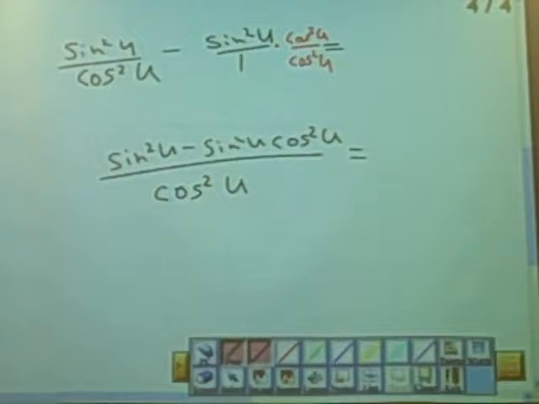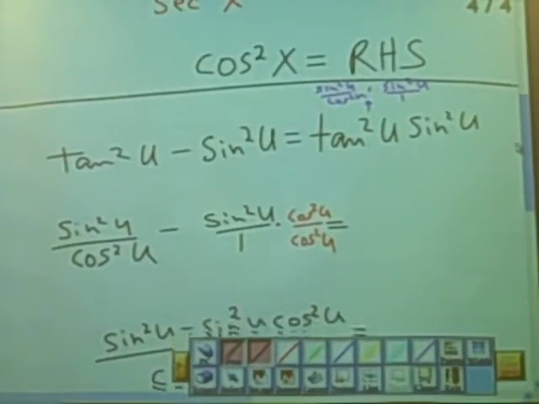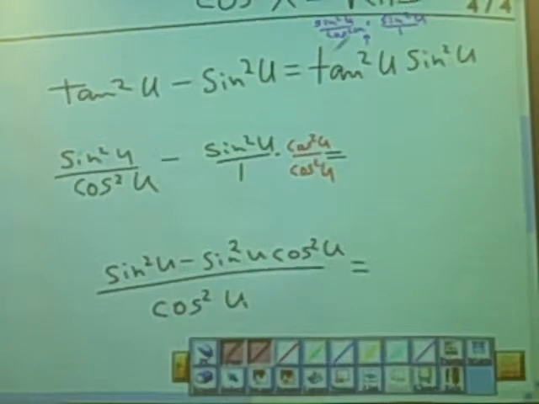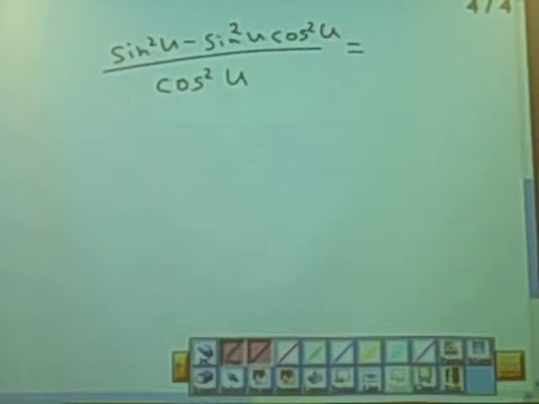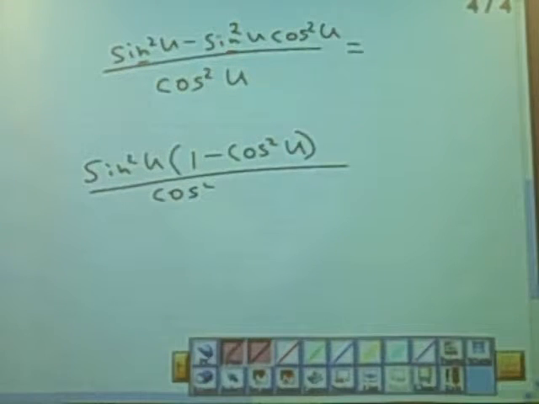Now, you see how we've got a common factor here? If we factored out the sine squared, what do we get? Well, in that case, see how we went from subtraction here to multiplication? That means somewhere along the line something has to get factored. So we're going to factor out the sine squared u, and that leaves us with 1 minus cosine squared u in parentheses over cosine squared u.